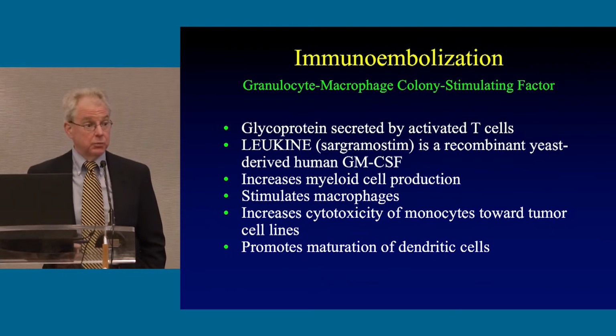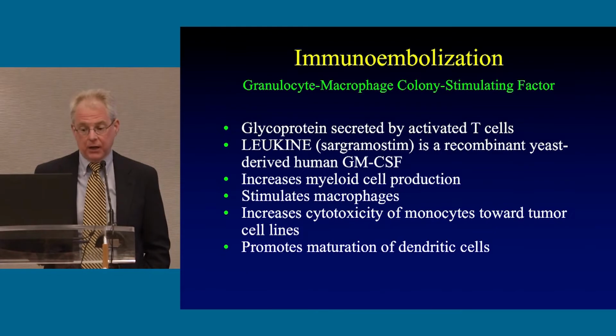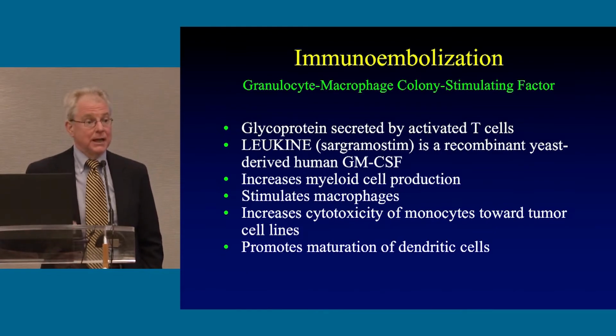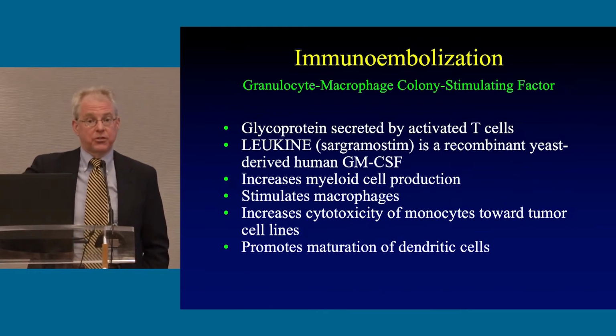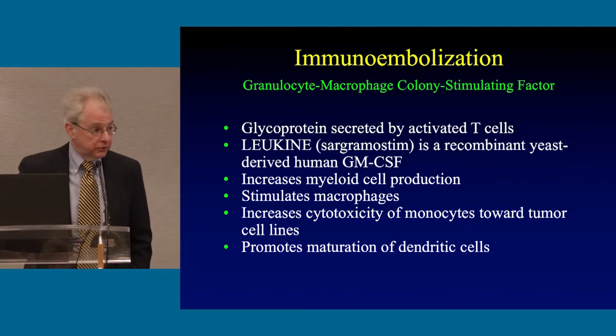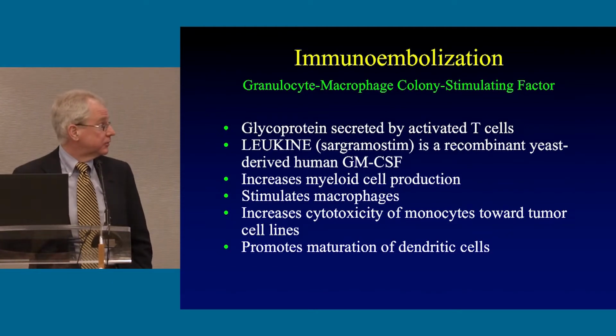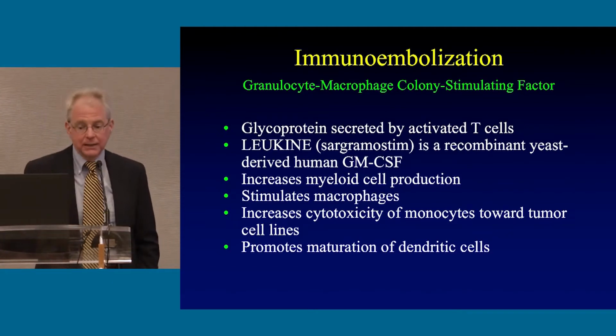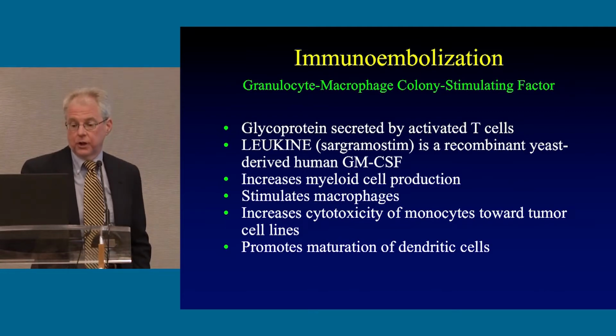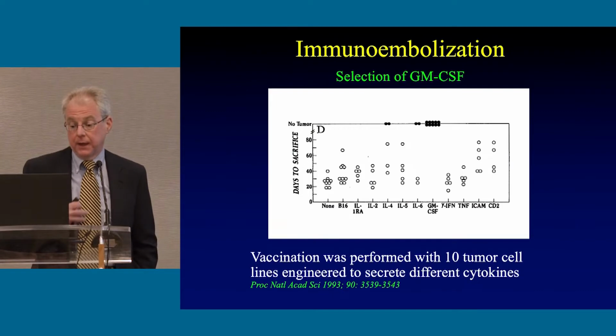The predominant agent we use is called GM-CSF, granulocyte macrophage colony stimulating factor. It does a bunch of good things to make the immune system work better, particularly in stimulating the macrophages, and dendritic cells, which are little things that go and look for tumors and other annoyances in our body.